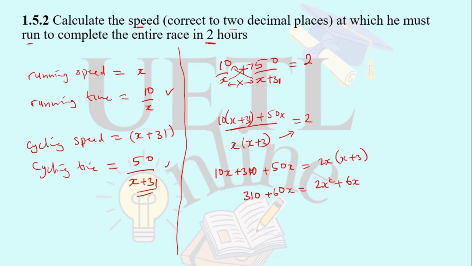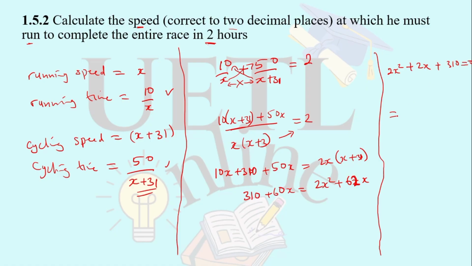Let's hope you understood up to here. If you don't, please pause and do these calculations slowly. Here is 31 again, I'm sorry, so we're going to get 62x. Now our duty is just to make this a quadratic. So it becomes 2x squared, and if you put this on this side, it becomes plus 2x minus 310 equals 0.